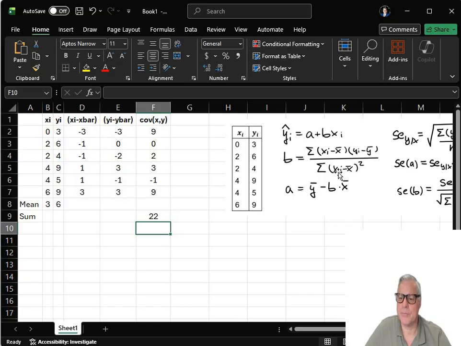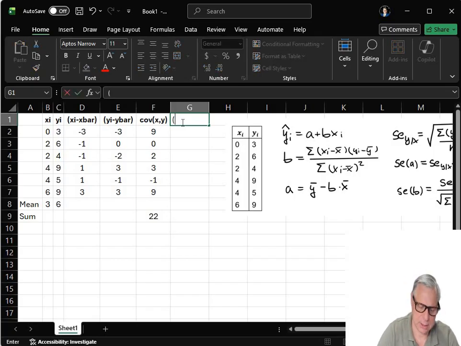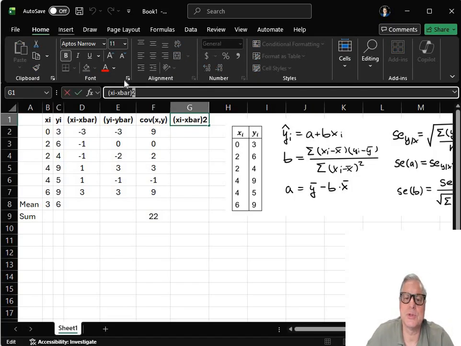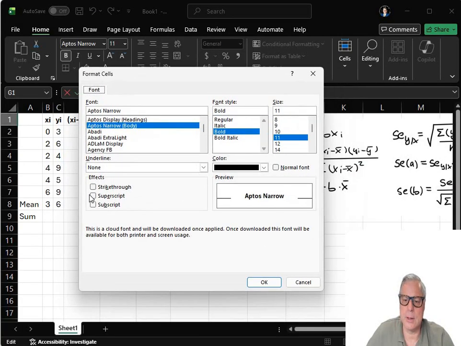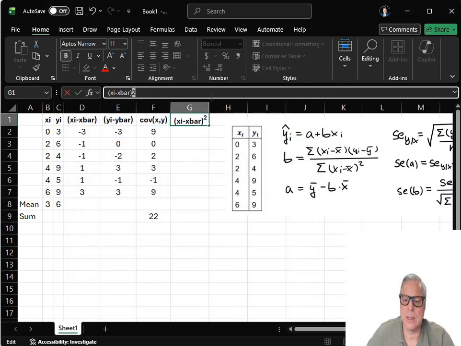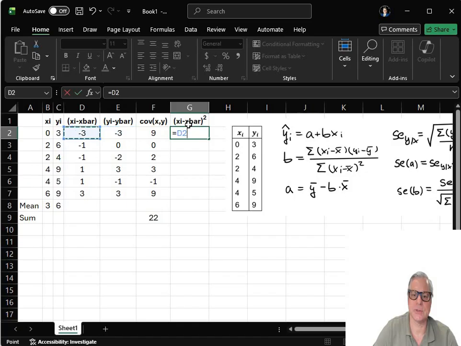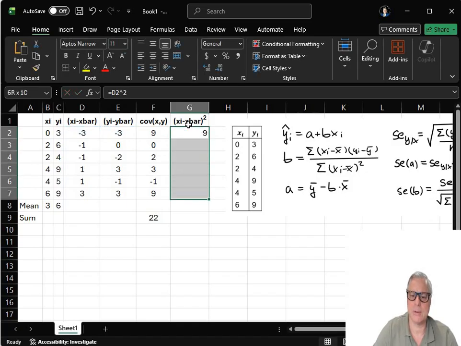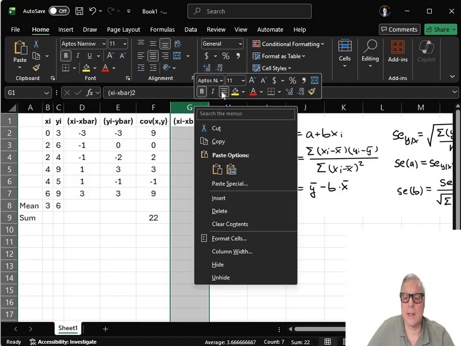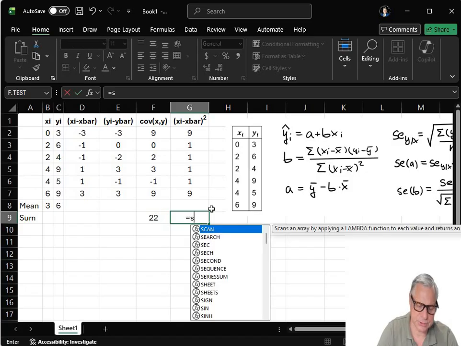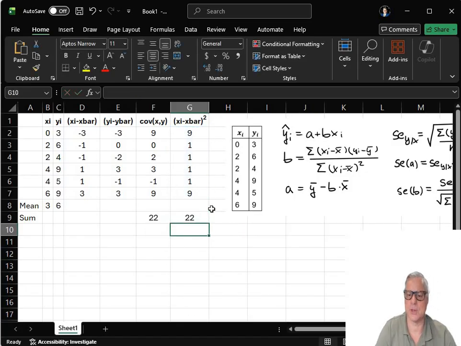Then if we look at b, we also need xi minus x bar squared. And let me superscript those. We can go to home and then superscript. Okay, we have xi minus x bar squared. So we just navigate with our cursor into cell D3, square it, copy it down, and sum that up. And it's 22, the sum, and that's also 22.